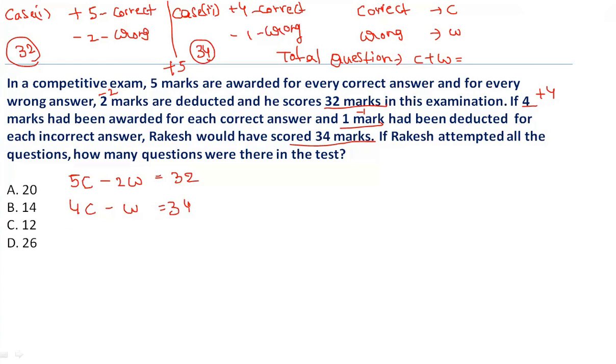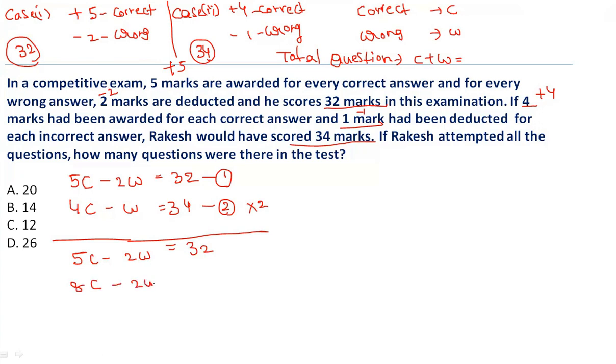So let's find the W value first, taking this as the first equation and this as the second one. Let's multiply the second equation by 2. So the first equation stays the same: 5C minus 2W is equal to 32. For the second, 4 into 2 is 8C minus 2W is equal to 34 into 2, which is 68, right? Already subtraction is there, so you have to subtract these equations, and this will become plus.